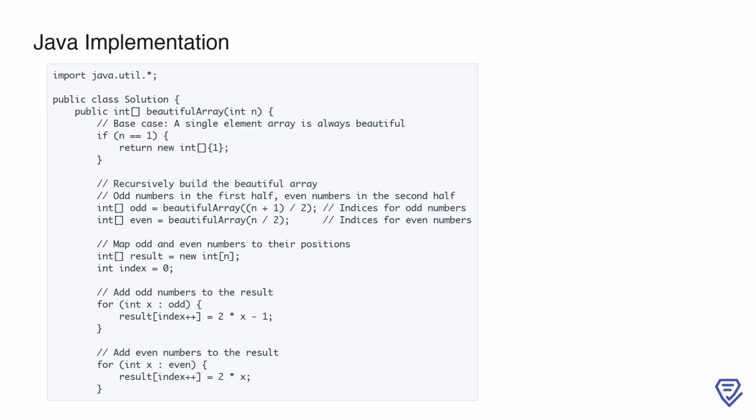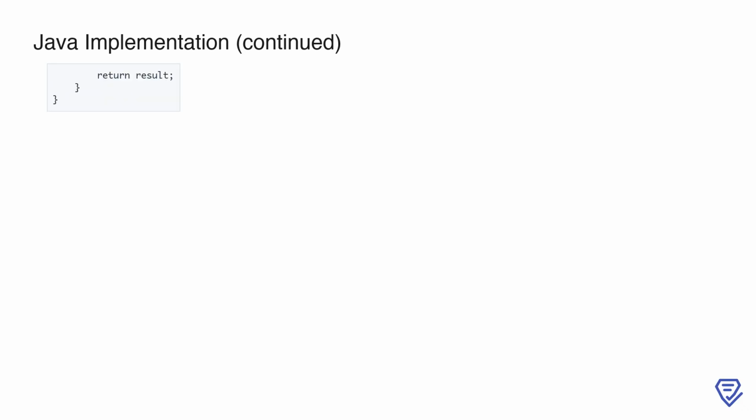In the loops that follow, we first map the odd indices. For each value in the odd array, we calculate its position in the beautiful array using the formula 2*x-1 and add it to result. This formula ensures that all odd indices are placed in the correct order. After handling the odd numbers, we proceed to map the even indices. For each value in the even array, we calculate its position using the formula 2*x and add it to result. This ensures that even indices are placed appropriately in the array, maintaining the required separation between elements. Finally, we return the result array, which now contains the complete beautiful arrangement of size n.